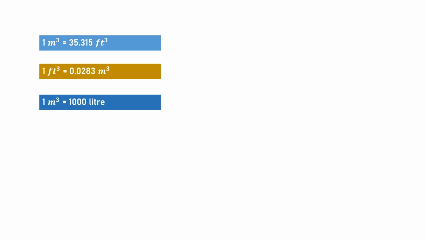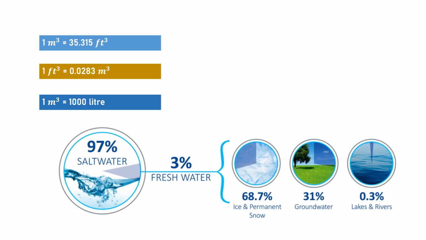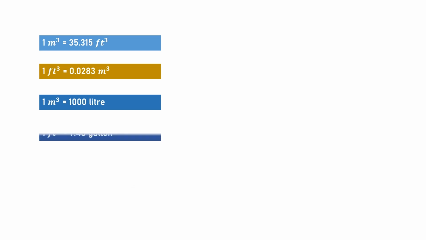Cubic meters to liters. 1 cubic meter is equal to 1,000 liters. This is a straightforward conversion often used when dealing with liquid volumes or smaller-scale projects where liters are a more practical unit of measurement. Cubic feet to gallons.